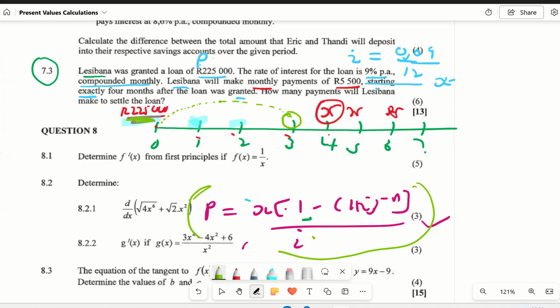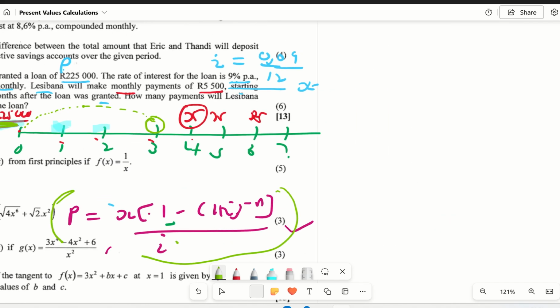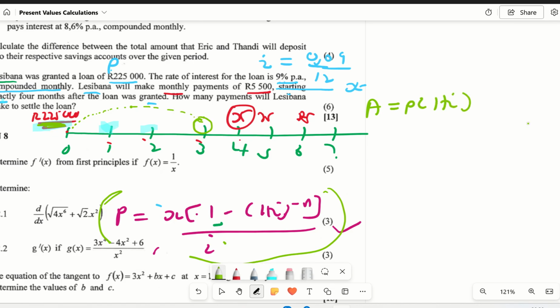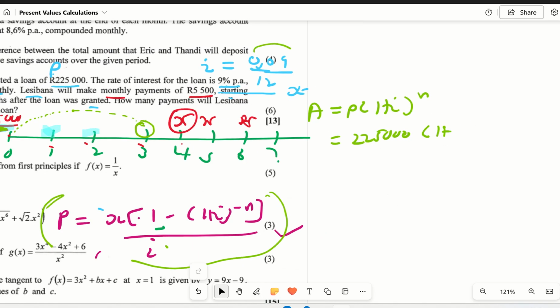So now this will gain interest. How is it going to gain interest? You're going to use this formula: P A equal to P times 1 plus I to the power N. Our current situation is this: 225,000, and then it gets interest. What is the interest there? It's 0.09 over 12 to the power, how many times does it gain interest? 3 times. Can you guys tell me what the answer is after punching there?